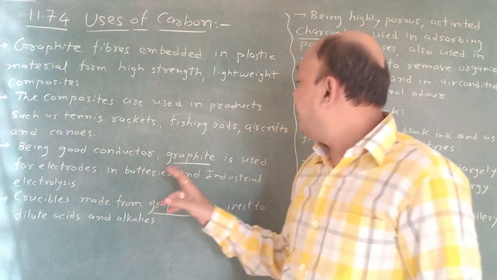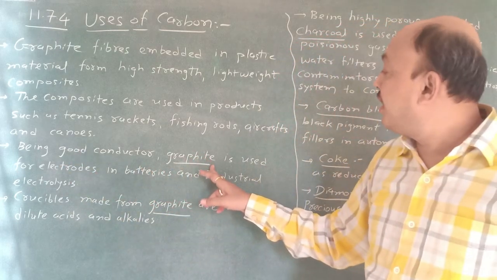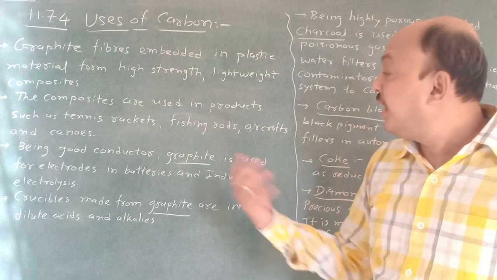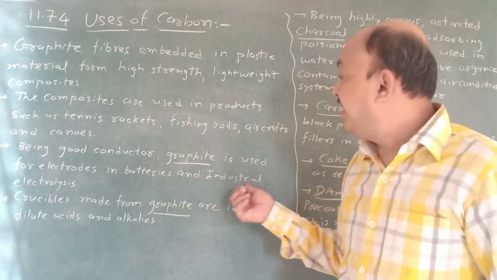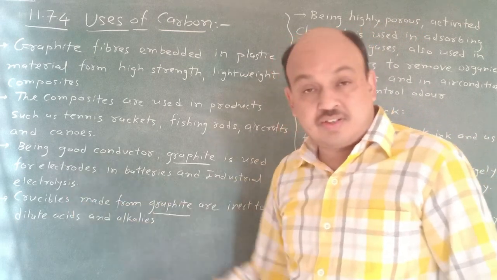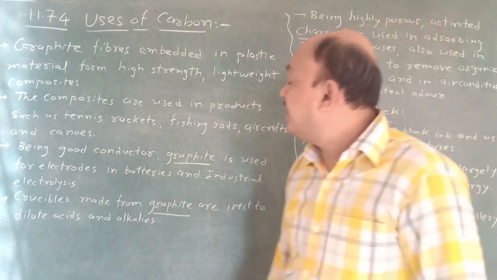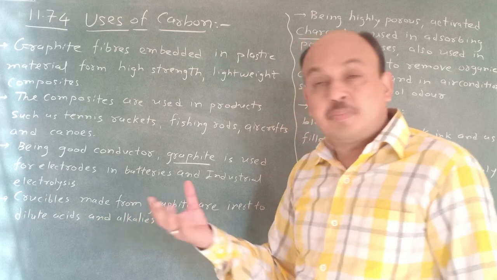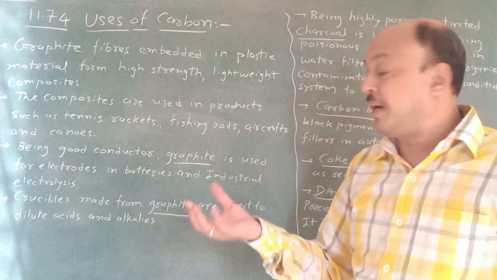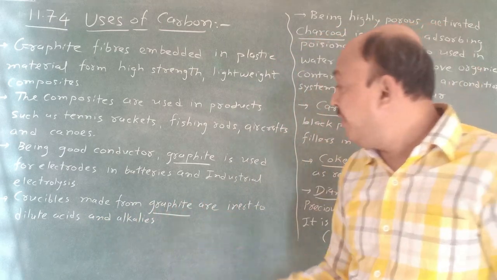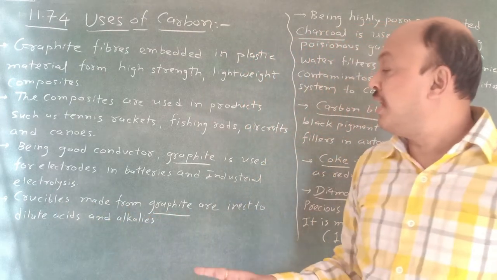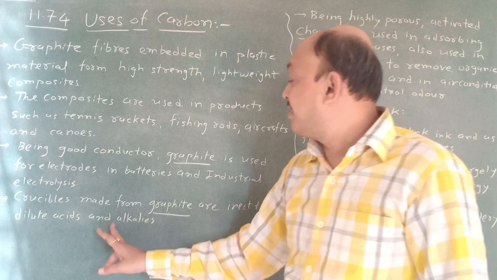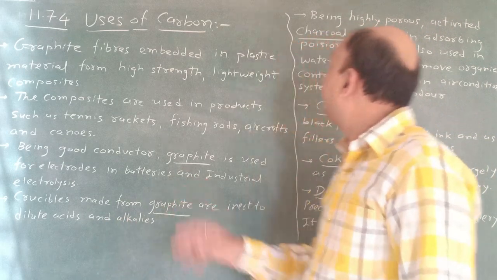Being a good conductor, graphite is used for electrodes in batteries, in dry cells, and in industrial electrolysis. It's very important. Another use is crucibles, which are a very important apparatus in a laboratory. Crucibles made from graphite are inert to dilute acids and alkalis. That's why they are made of graphite.